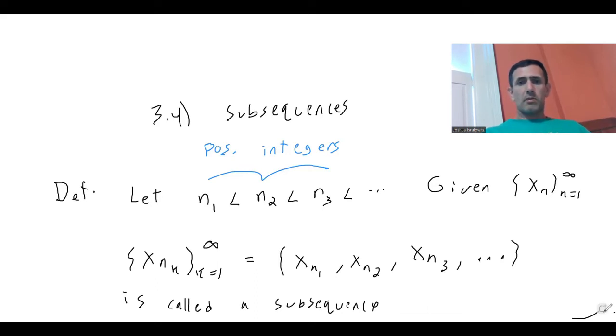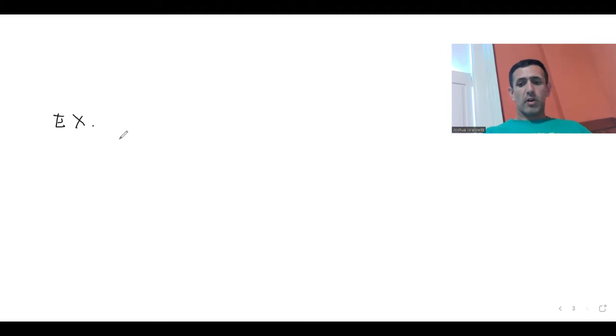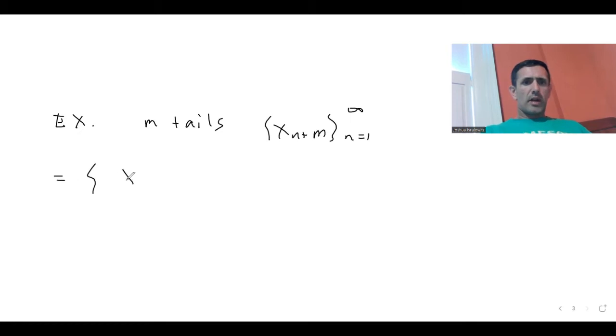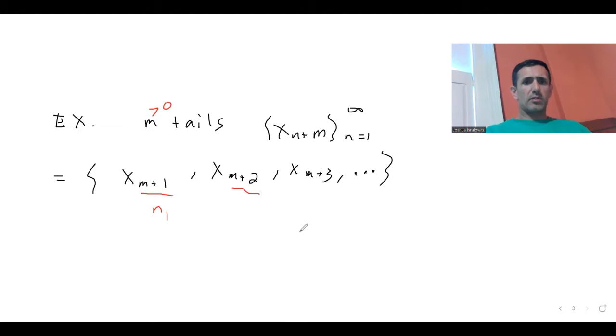So maybe the simplest example of a subsequence is the m-th tail for any positive integer m. Write this out: x_m, x_{m+1}, x_{m+2}, etc. Okay. So this satisfies the condition of a subsequence. This is n1, this is a positive integer, of course m is a positive integer itself. So we have positive integers n1, n2, n3, etc., and n1 is less than n2 is less than n3. It's strict inequalities. Okay.